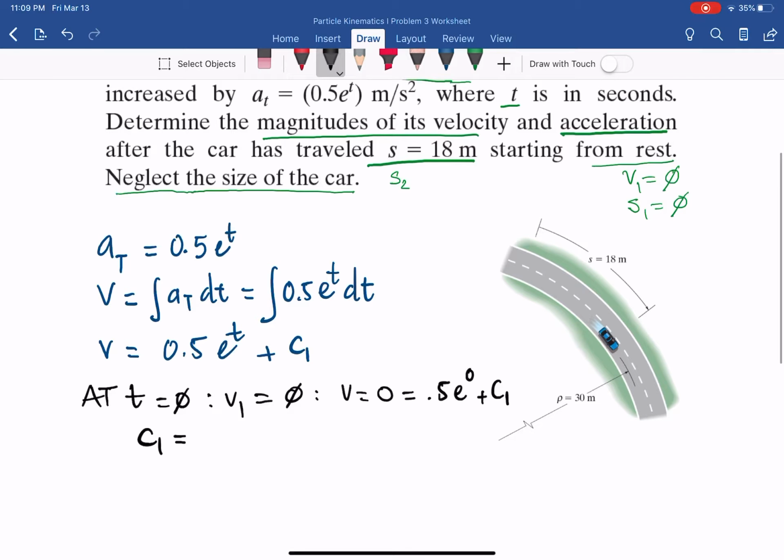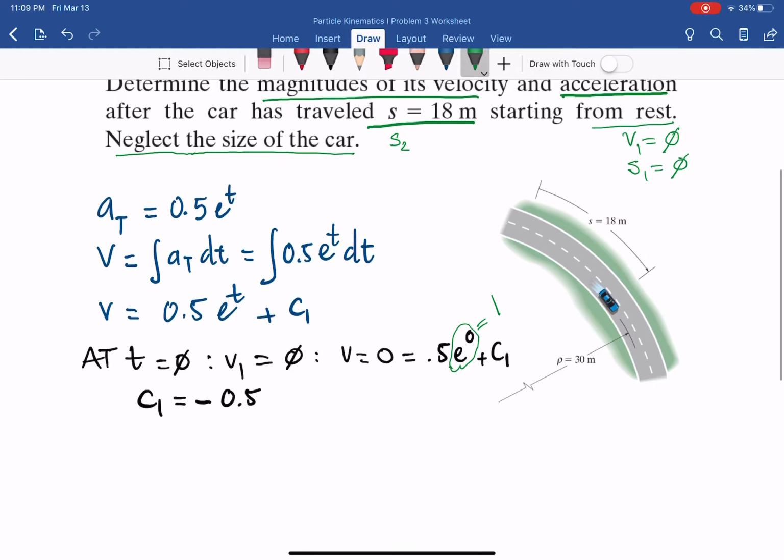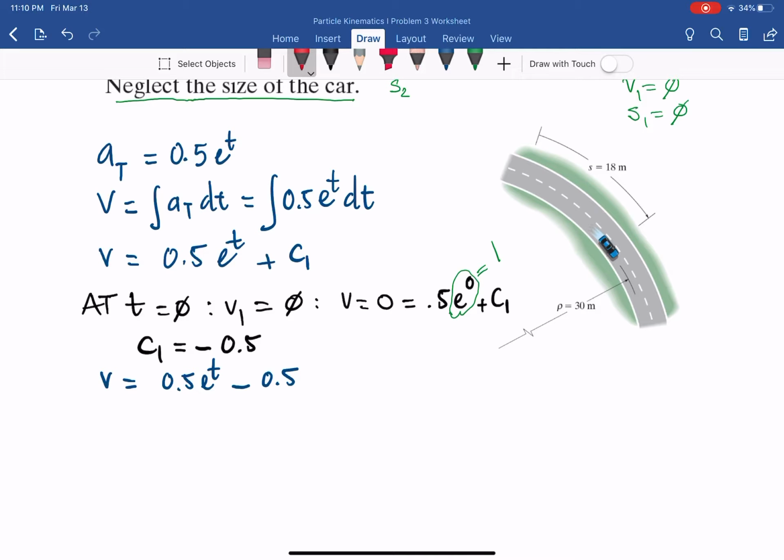negative 0.05. So move 0.05, which is basically equal to 1 times this component, to the other side and it becomes negative. So bottom line, we have the velocity equation equal to 0.05 e^t minus 0.05. Let's make that the first equation.